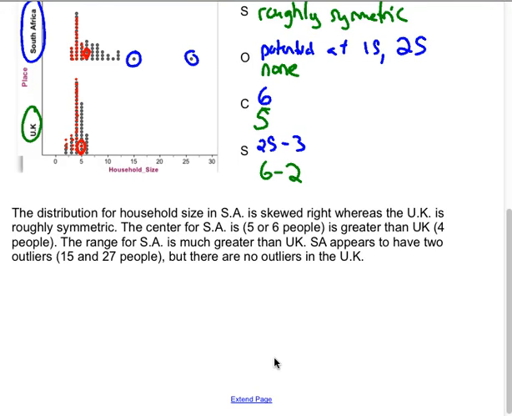All right, so again, I just want you to notice that you're making explicit comparisons, right? Greater than, less than, about the same. You're using your comparing words, okay? That's going to be the absolute key here when you're doing these.